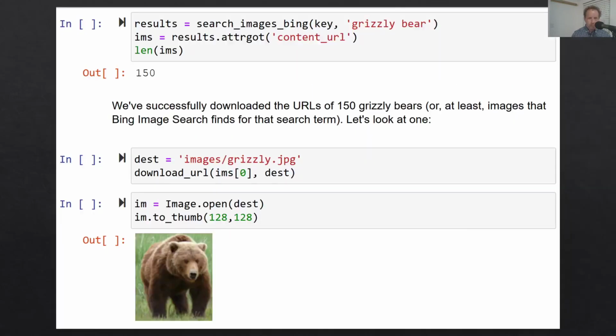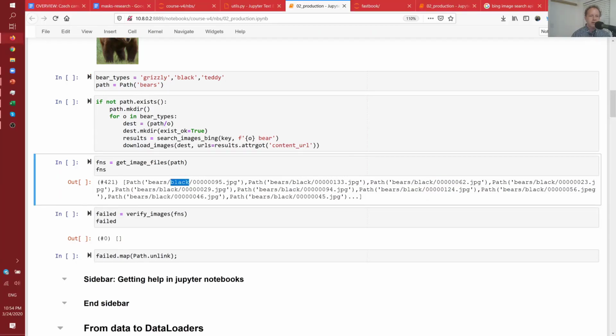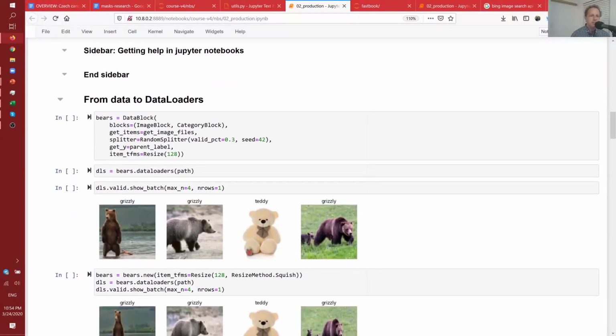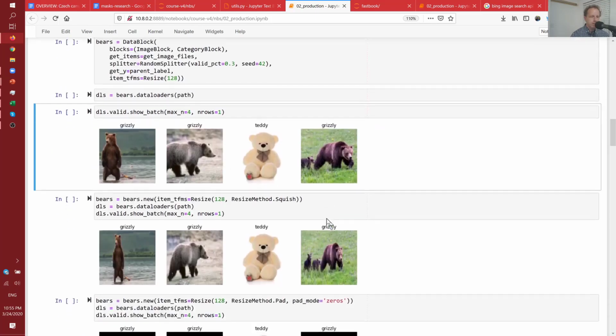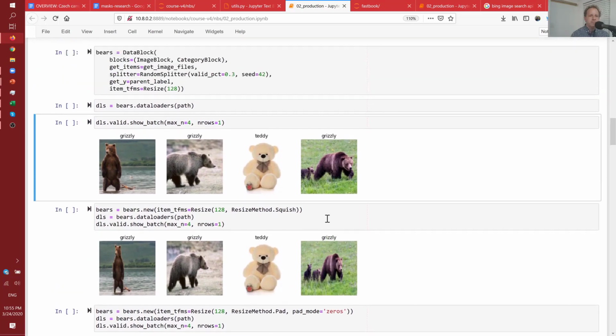So we can create our data loaders by first of all creating the data block, and then we call the data loaders, passing in our path to create DLs. And then you can call show batch on that. You can call show batch on pretty much anything in fastai to see your data. And look, we've got some grizzlies, we've got a teddy, we've got a grizzly. So you get the idea, right?